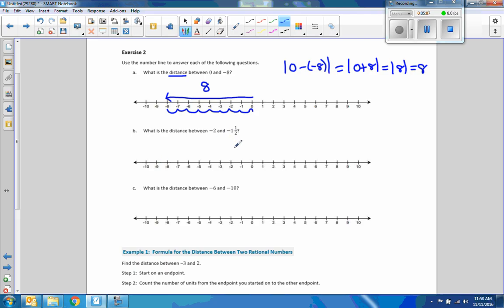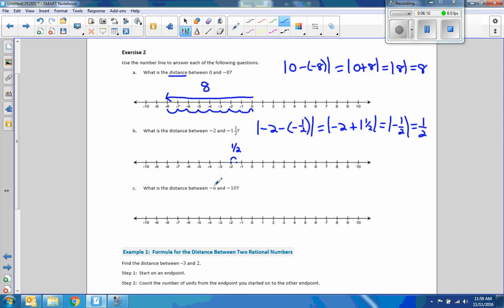Okay, what is the distance between negative 2 and negative 1.5? So, the absolute value of negative 2 minus a negative 1.5 equals the absolute value of negative 2 plus 1.5, which equals the absolute value of negative 1/2, which equals positive 1/2. So we're starting at negative 2, and we're going to the right 1, and then a half. Oh, I'm sorry, that's not true. We're not subtracting this. What is the distance between? So here is negative 2, and here is negative 1.5, and that distance is 1/2.